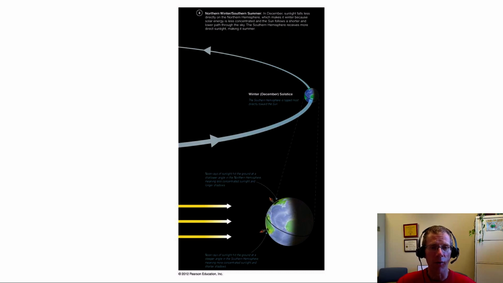That's reversed in the northern hemisphere winter. Now the northern hemisphere person's shadow is long and the southern hemisphere person's shadow is not very long.